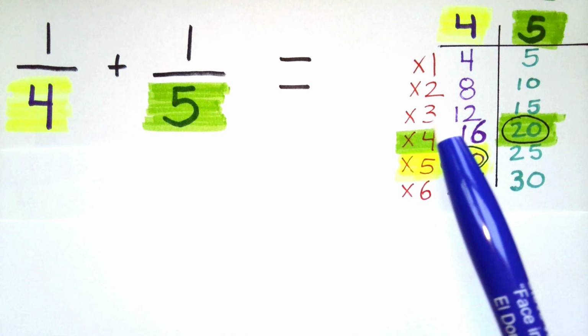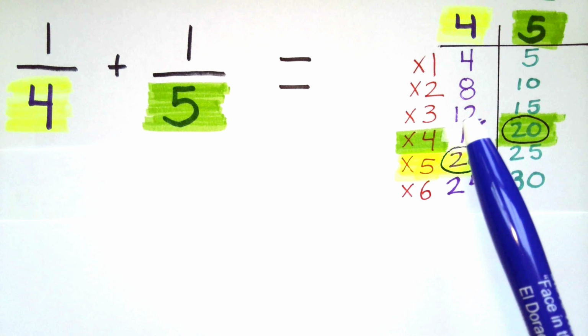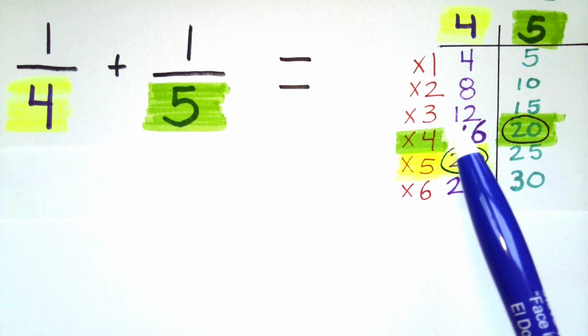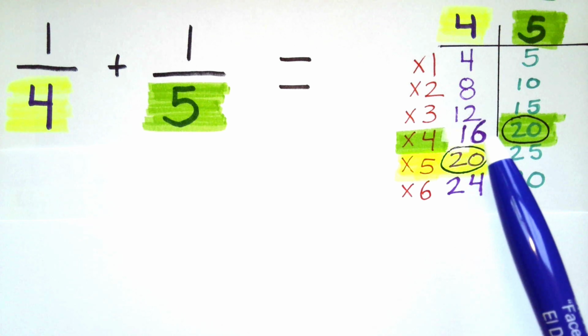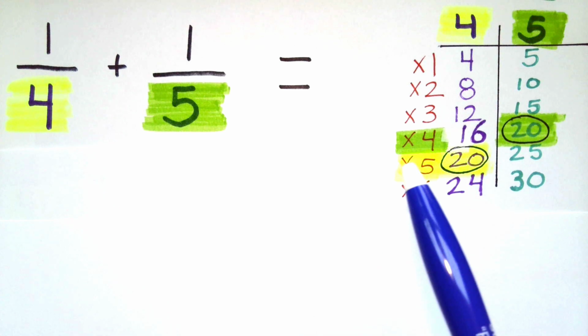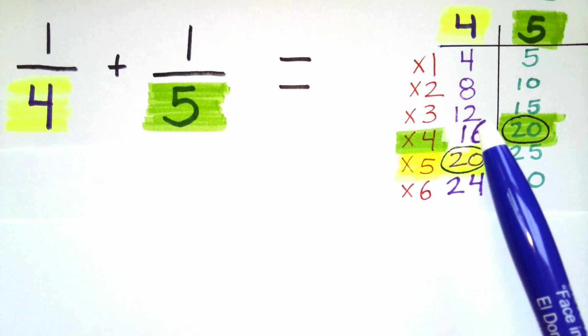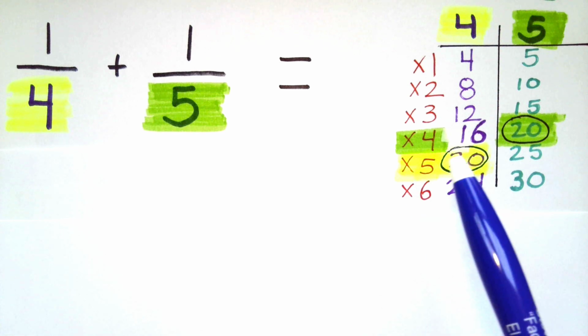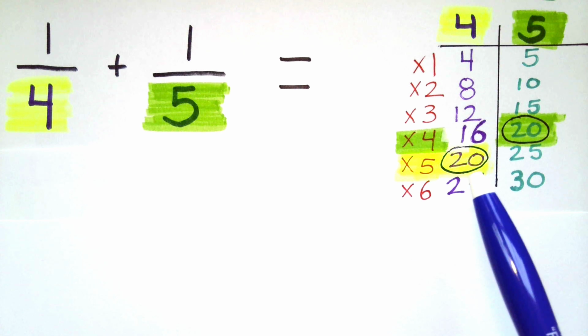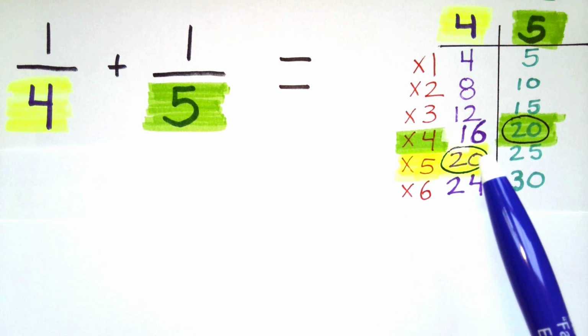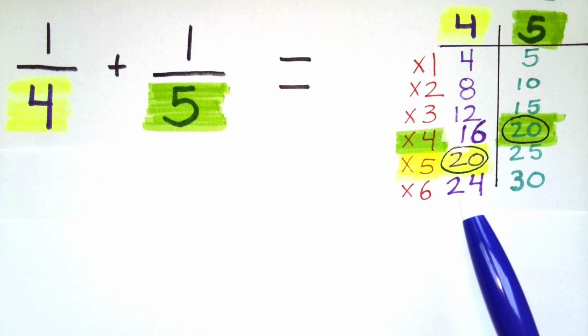4 times 3 is the same as 8 plus 4. That's 12, right? 4 times 4 is 16. That's the same as adding 4 to 12. You'll get 16. Okay, 4 times 5 is 20, right? But 16 plus 4 is 20. That gives you the next value of the product. And so again, 4 times 6, you add 4 to the product before. 20 plus 4 is 24.